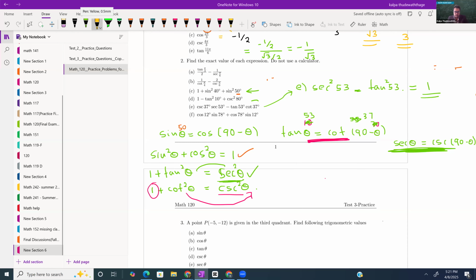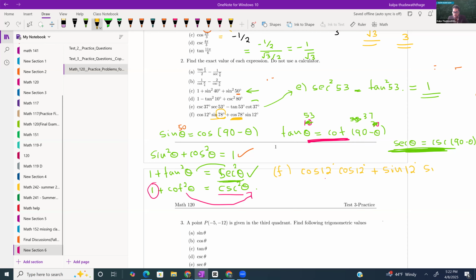All right. So I'm going to do the last one, F. Cosine 12, I can keep cosine 12. Sine 78, I can change to cosine 12. Why? 78 and 12 are complementary angles. Sine 78 is equal to cosine 12. So cosine 78 is equal to sine 12.